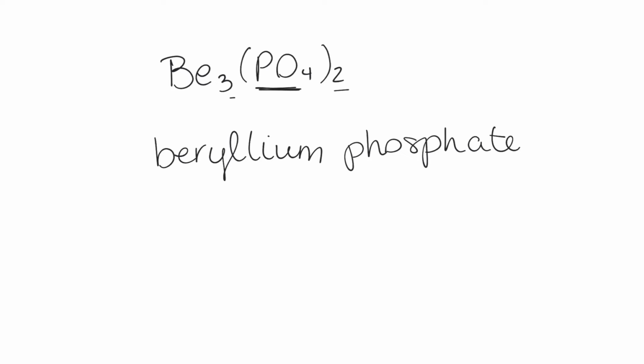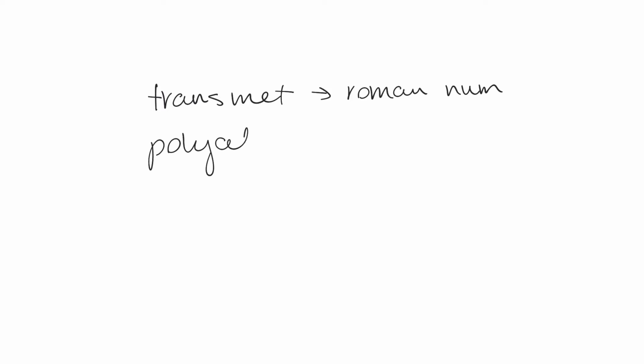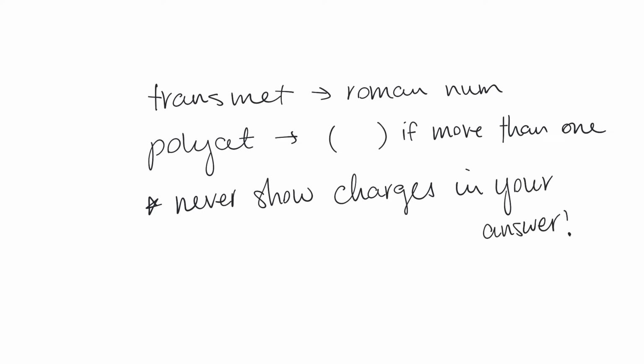All right, that's really all you need to do. Just as a quick recap, transition metals get Roman numerals. Polyatomic ions get brackets if there's more than one of them, okay? And also as a reminder, you never show charges in your answer, okay? Those charges just help you figure things out, but they're not part of the answer.